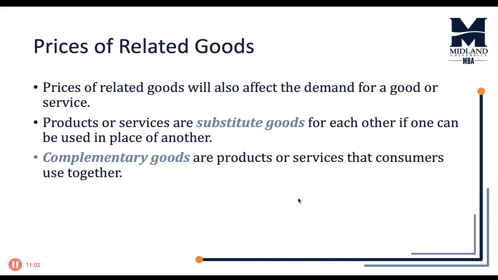So two concepts here: substitute goods and complementary goods. What is an example? So what's the definition first? Products or services are substitutes for each other if one can be used in place of another. So let's think about this.